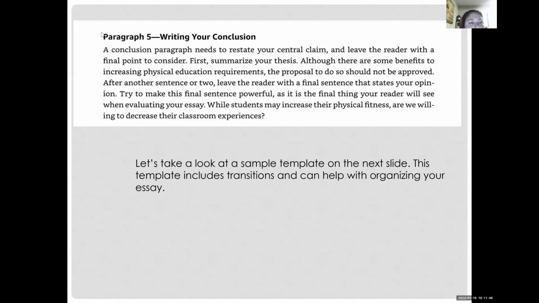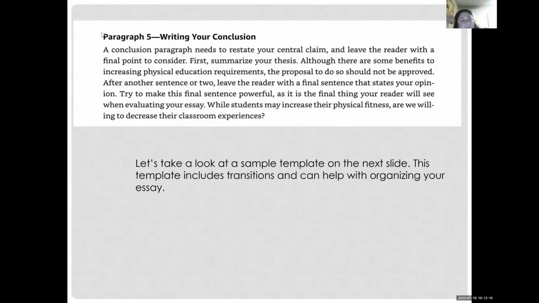Although there are some benefits to increasing physical education requirements, the proposal to do so should not be approved. After another sentence or two, leave the reader with the final sentence that states your opinion. Try to make this final sentence powerful, as it is the final thing your reader will see when evaluating your essay. While students may increase their physical fitness, are we willing to decrease their classroom experiences?